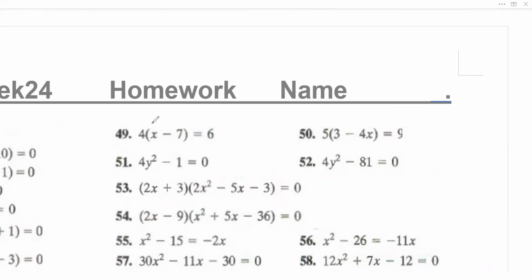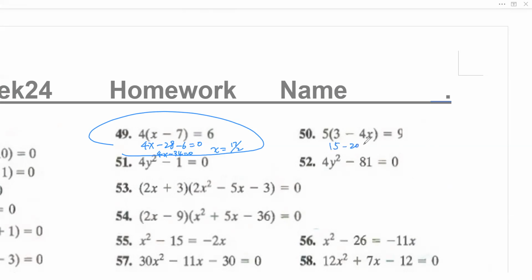Move on. So we first have 4x minus 28 minus 6 equals 0, right? So you got 4x minus 34 equals 0. So x equals what? 17 over 2, right? This is the easy part.